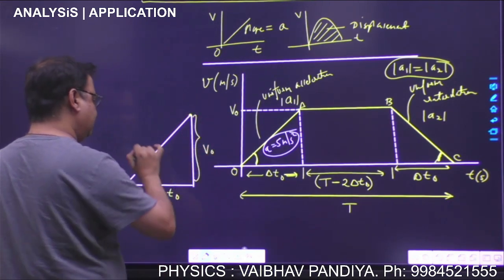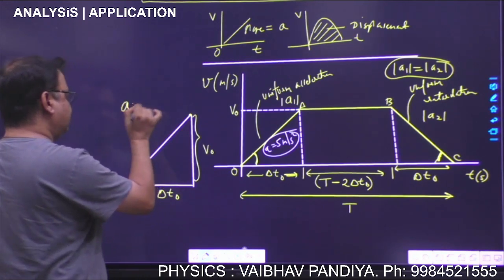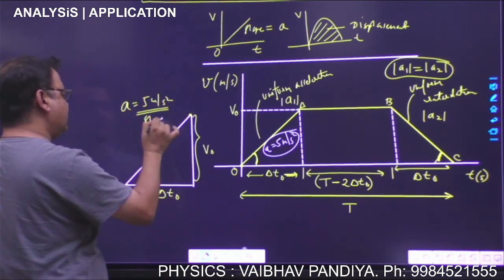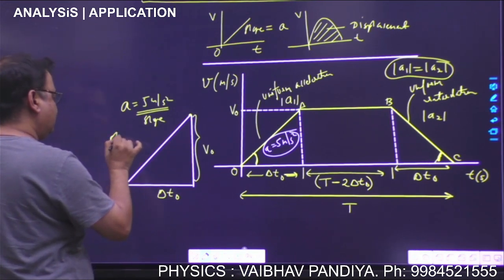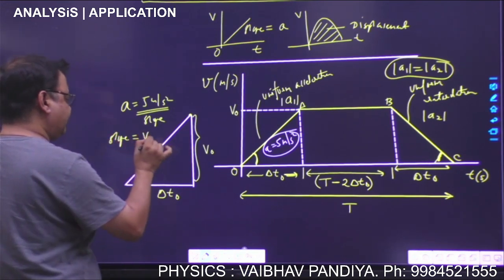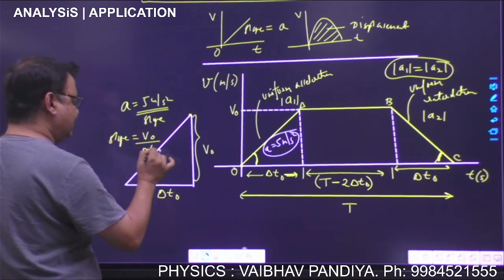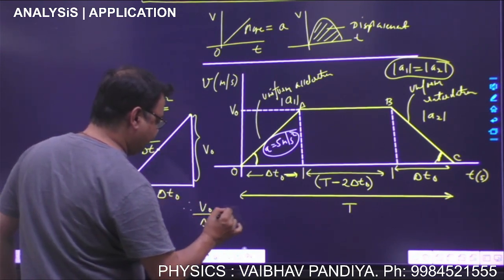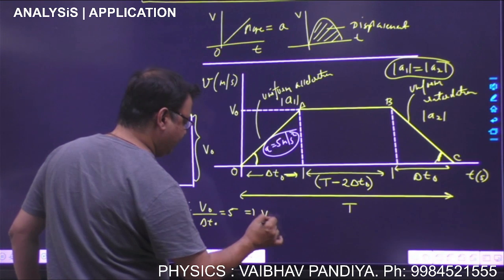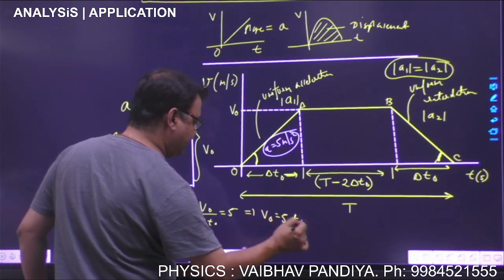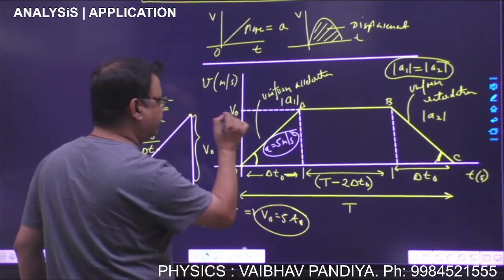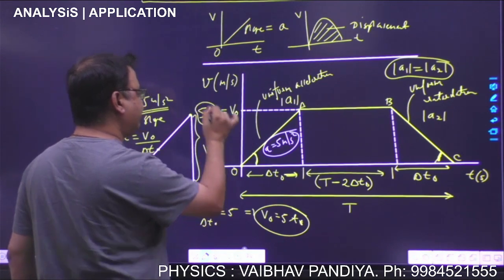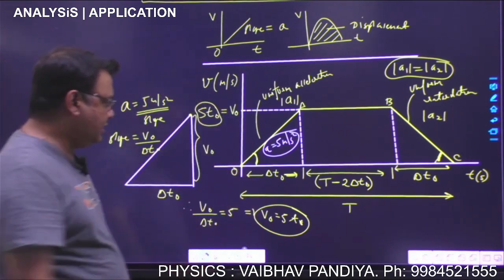V naught, and the acceleration is 5 meter per second square. So this will give you the slope, and slope is equal to rise by run, so that is V naught by delta t naught. So you'll get V naught by delta t naught as 5. So you will get V naught as 5 times of t naught. Got it? So this is the value of V naught in terms of t naught, which is coming as 5 times of t naught. Got it?